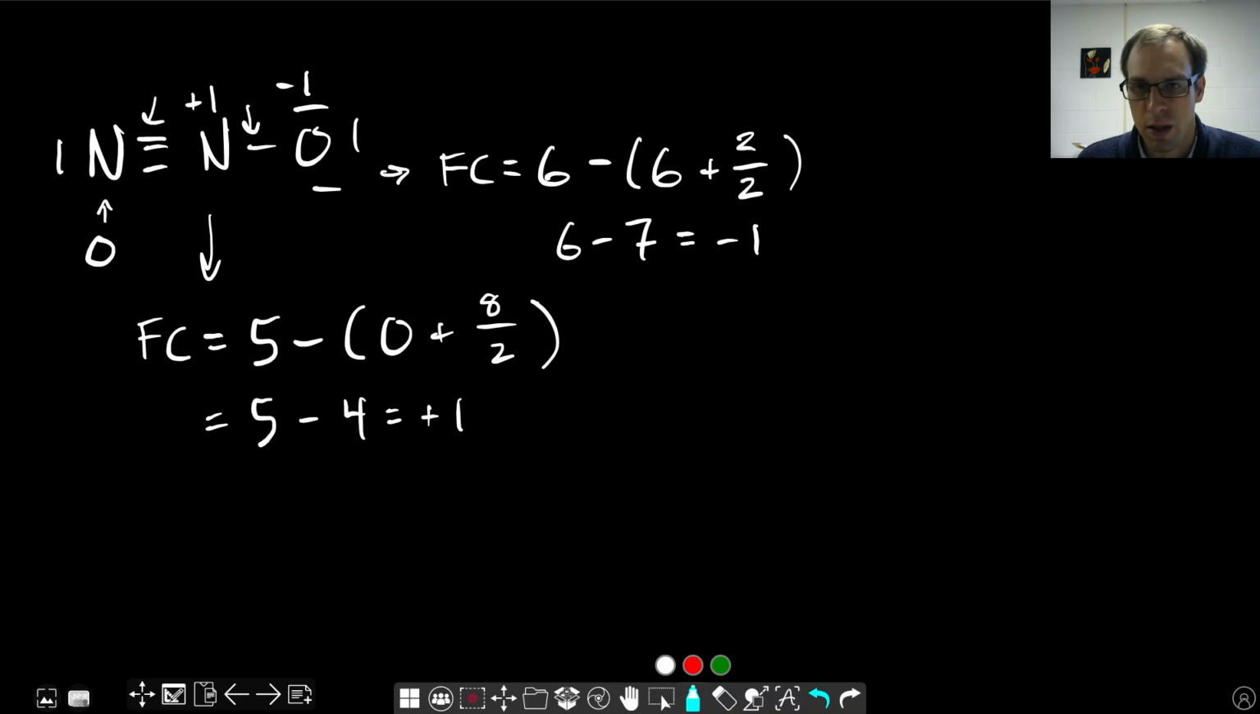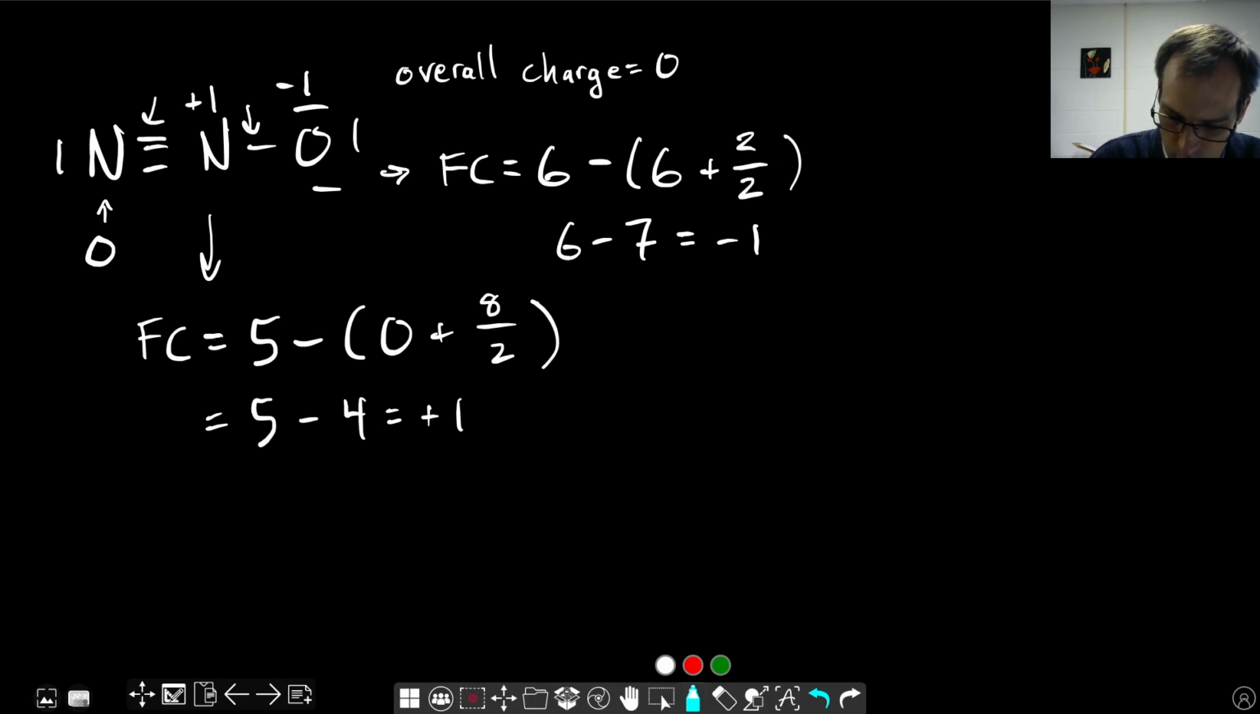Okay, so a couple of things to note about formal charges. Number 1, if you add up all the formal charges, it should equal the charge on the species. So in this case, we have a neutral species, so the overall charge is equal to 0. And so our formal charges, if we add them all up, should equal 0 as well. So we have 0 plus 1 minus 1, check. All the formal charges add up to 0. So that's one way you can double check that you've done the formal charges correctly.